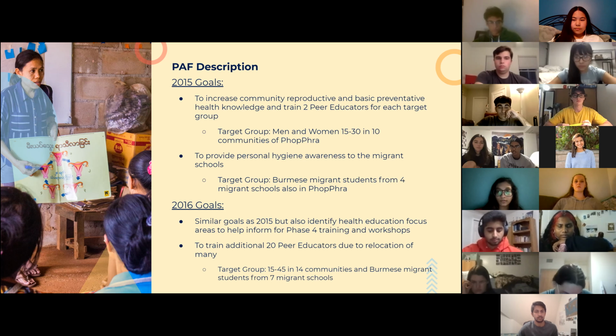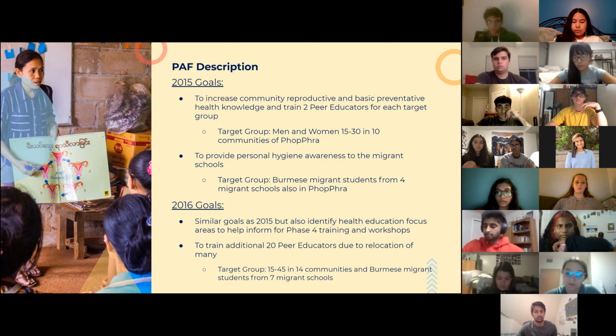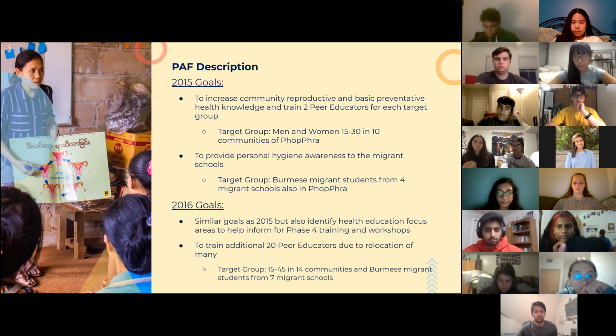Another goal that's different is that they were trying to train an additional 20 peer educators because there were many that were being relocated, and there were a lot of reasons for why different peer educators were moving around. And so the target group for 2016, the age group was 15 to 45 in 14 communities. And then the Burmese migrant students from 7 migrant schools.